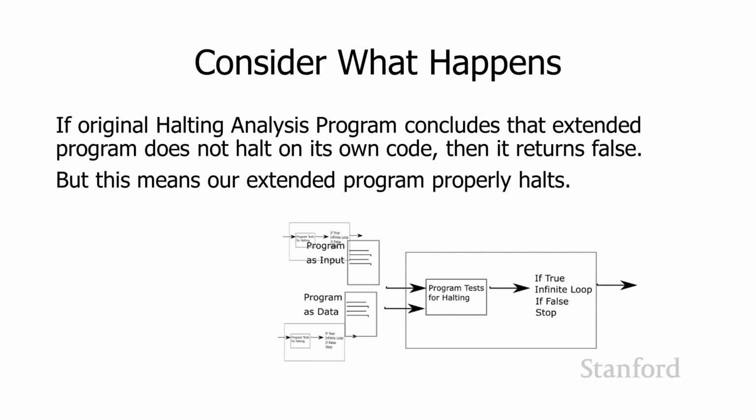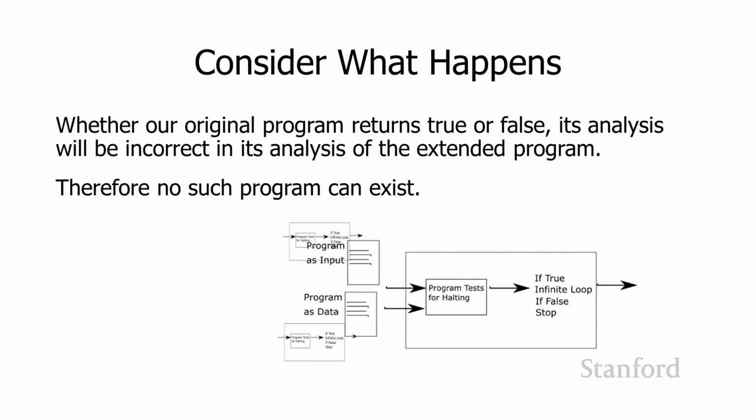And this extra code we added says if it returns true, go into an infinite loop. Otherwise, if it doesn't return true, stop. And so, in fact, the program stops. But our analysis concluded that the program doesn't halt. It goes into an infinite loop. So you can see we've got a contradiction here.